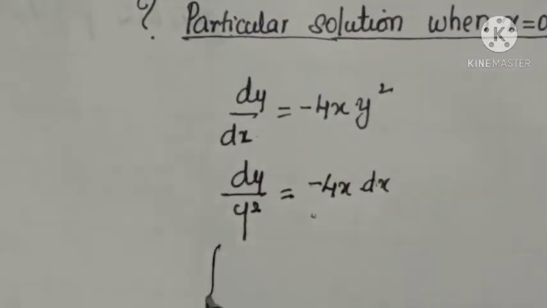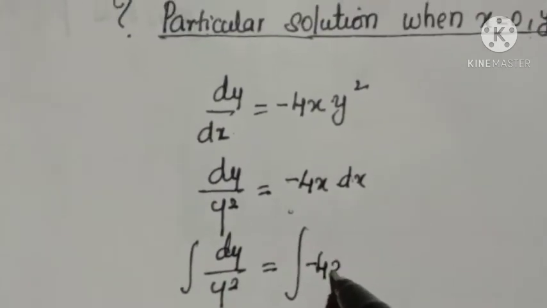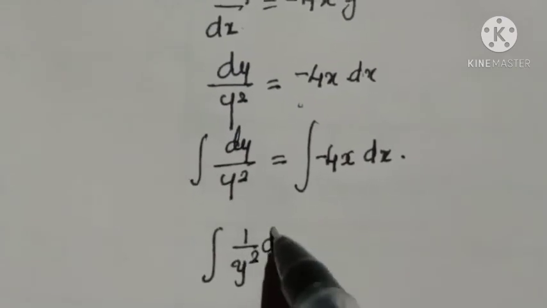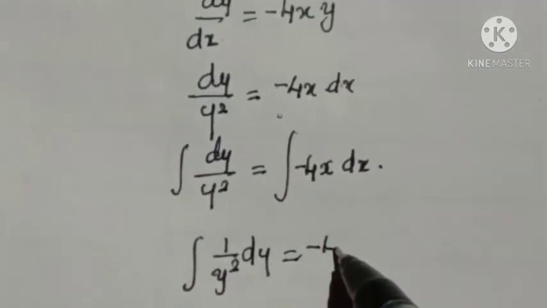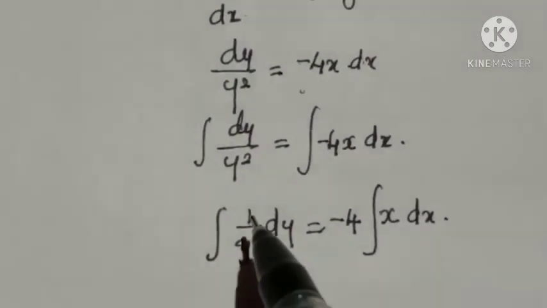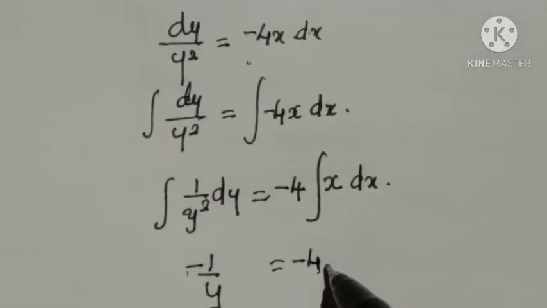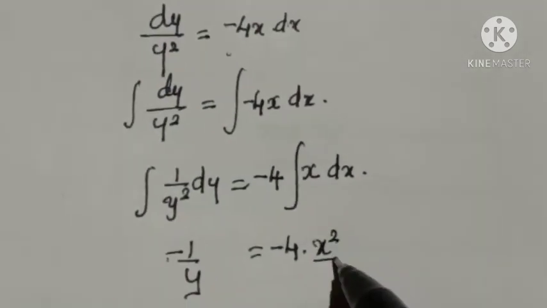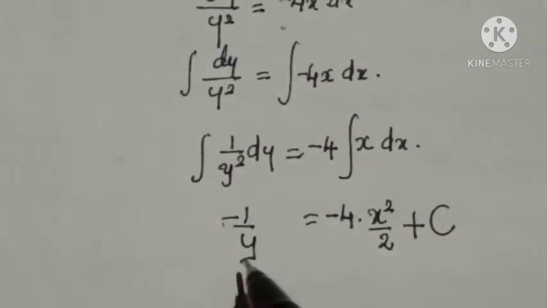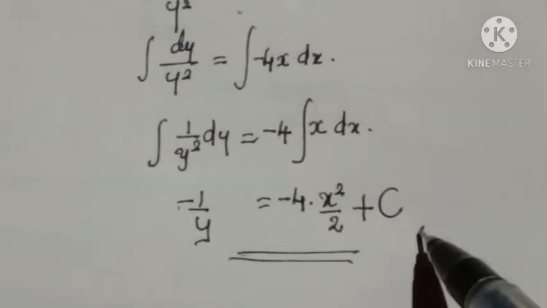Now integrating. So integral dy by y square is equal to integral minus 4x dx. That is integral 1 by y square dy is equal to minus 4, which is constant, so integral x dx. And integral of 1 by y square is negative 1 by y. Minus 4 into integral of x is x square by 2 plus integration constant c. So minus 1 by y is equal to minus 4 x square by 2 plus c, which is the general solution.